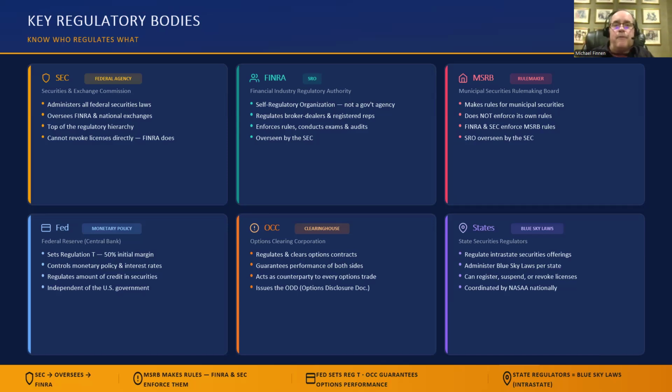All right. So FINRA is a self-regulatory organization. They actually came out of the NYSE and NASDAQ, which used to have their own separate regulatory arms. They combined about 20 years ago, about the same time that the exchanges became privately held. So it's not a government agency. They regulate broker dealers and registered reps.